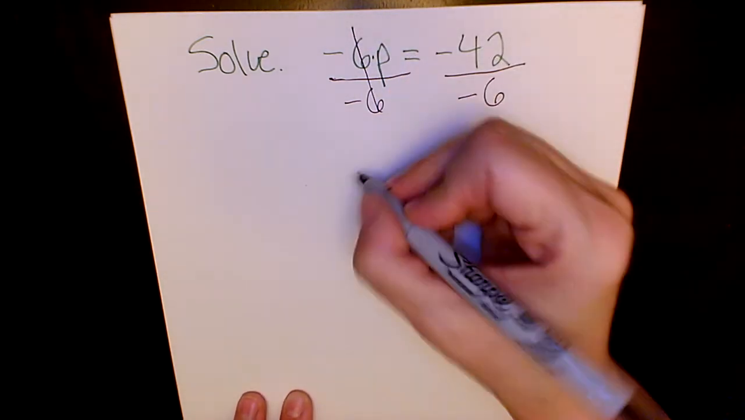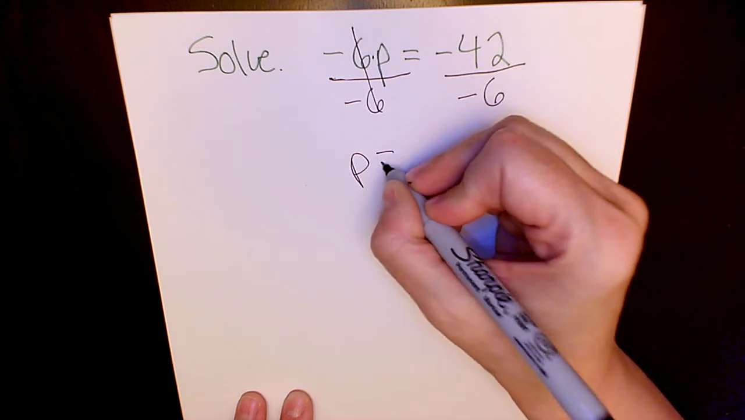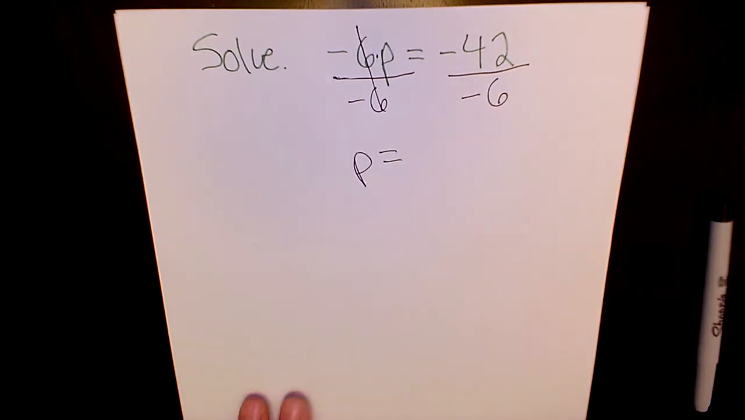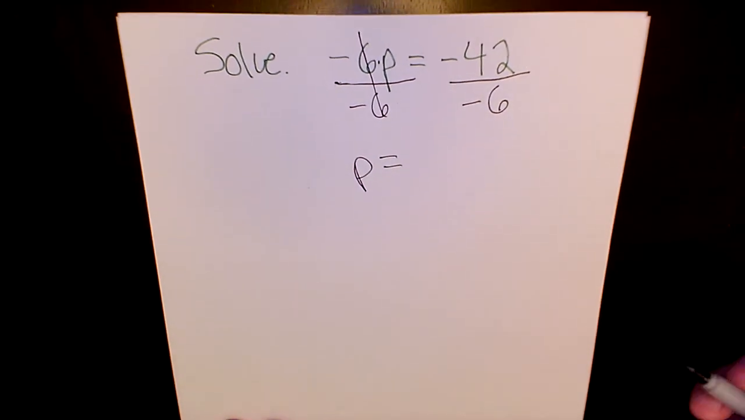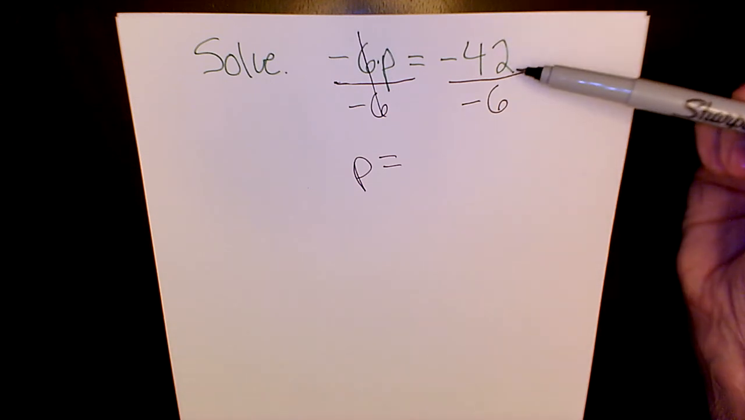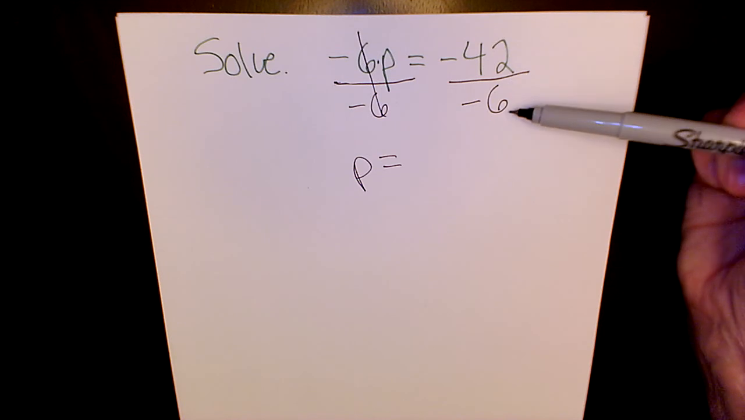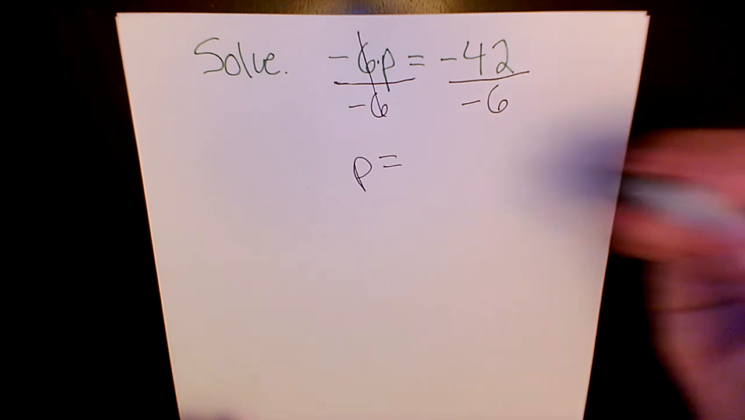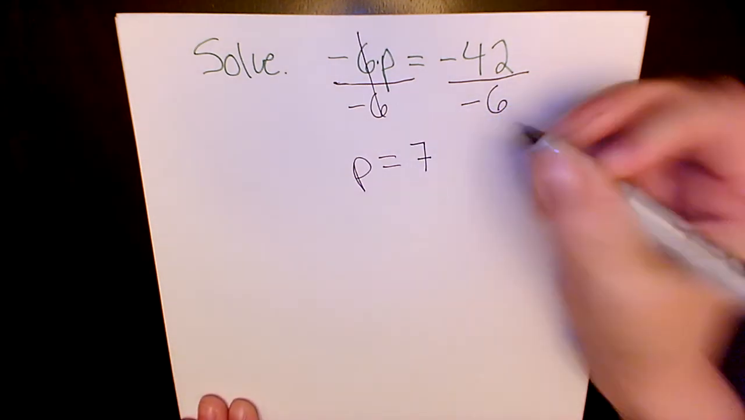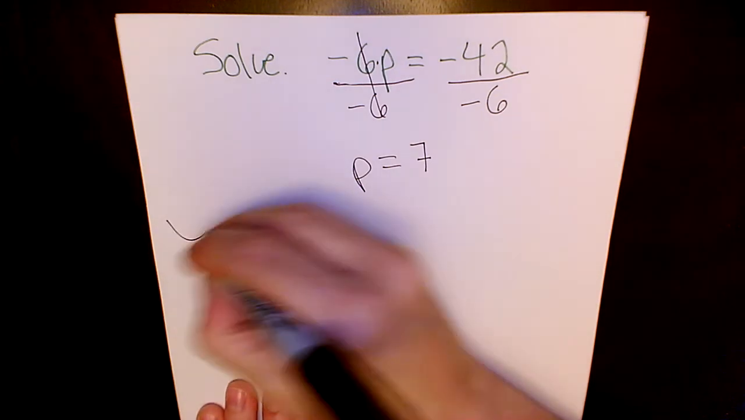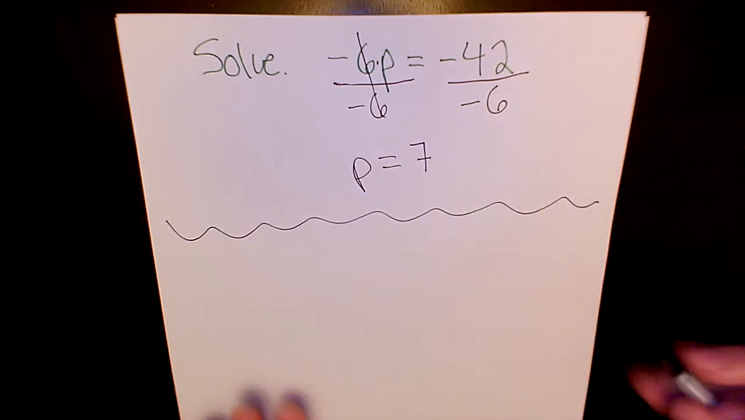So those cancel out. And what's a negative divided by a negative? A negative divided by a negative is a positive. So our answer is going to be positive. And what's 42 divided by 6? Well, that is 7, and so my answer is +7.